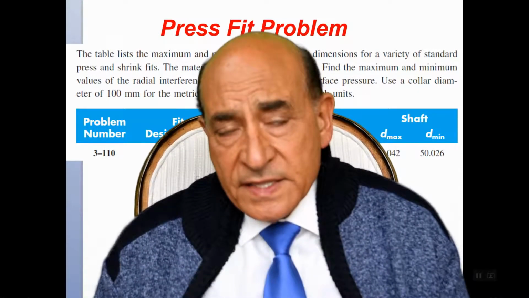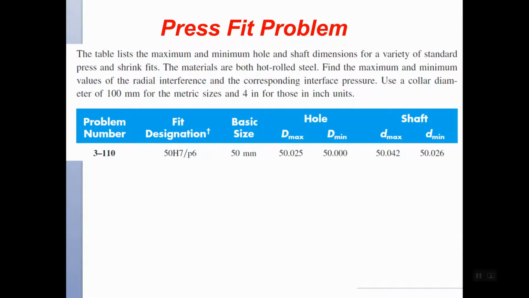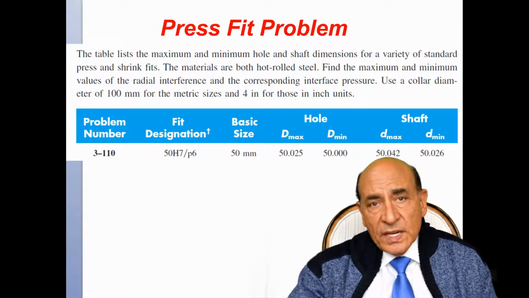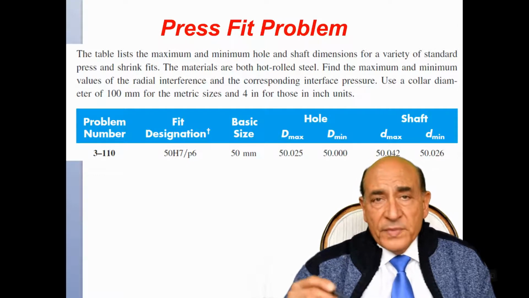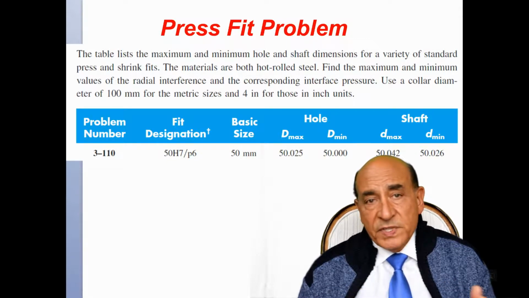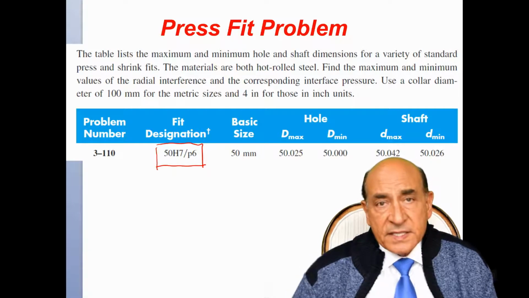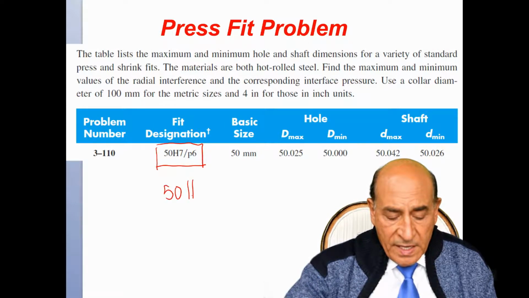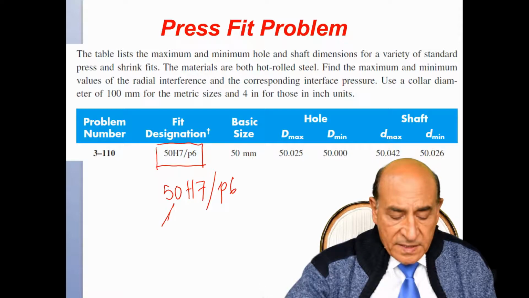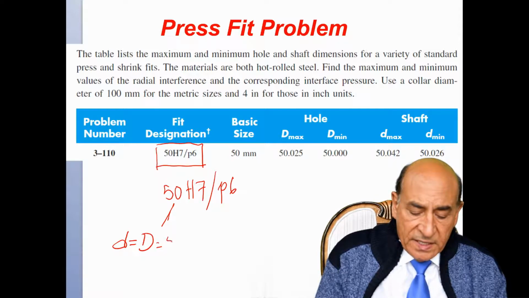So let's consider the last example here, a press fit problem. In this press fit problem, we wanted to just compute the minimum and the maximum value for the interference between the shaft and the hole. So we have a fit designation given to us as 50 H7/P6. This means that the first 50 would translate to lowercase d equals cap D is equal to 50 millimeters.